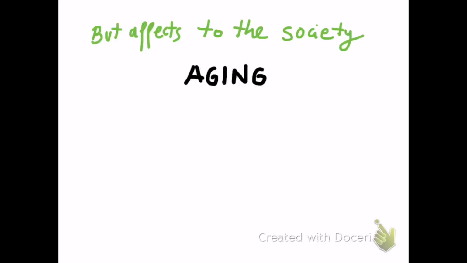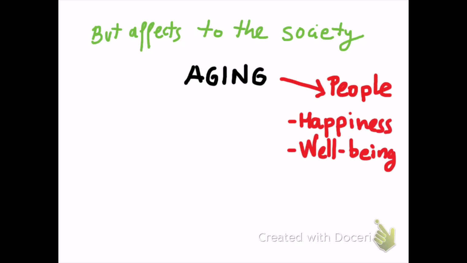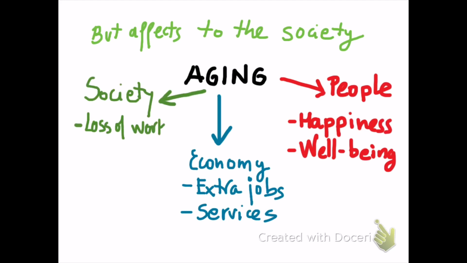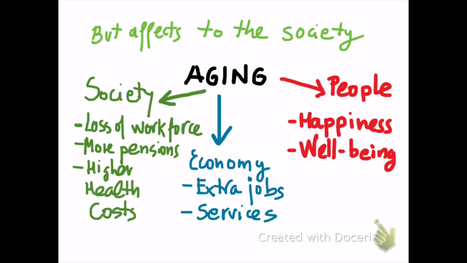Aging affects human beings in different ways. In the individual, it decreases happiness and well-being. Aging increases the number of jobs and the supply of services to care for elderly people. The economy is also affected, and it also affects society as workforce loss. More pensions have to be paid, and there are higher healthcare costs.